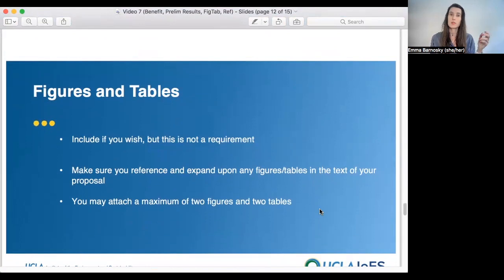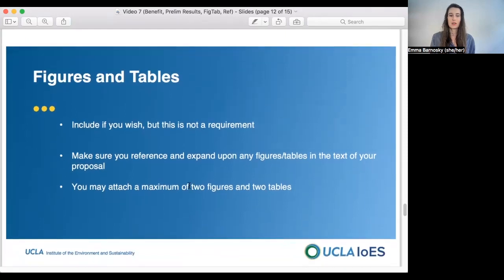So whether you want to include them in your background and rationale section, in your methods section, anywhere is fine, but you should clearly reference the tables and the figures so that your reviewers have a sense of what they're looking at when they review your figures. In addition, you can have a maximum of 2 figures and 2 tables. So 4 additional pieces of data visualization, no more than that, and you can absolutely have less. Again, this section is not a requirement, but it is possible to include if you find that it would be helpful for communicating your proposed project.